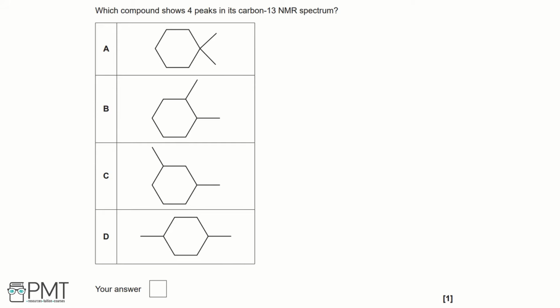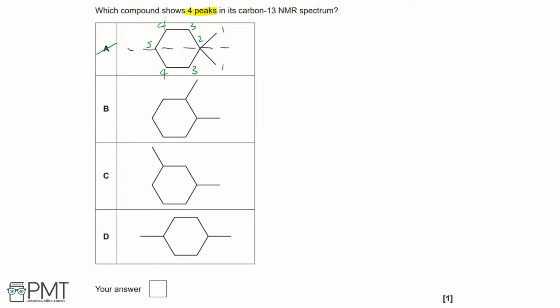If we look at compound A, our line of symmetry is here. And then we need to number the peaks in a carbon-13 NMR spectrum that we would expect. So we have 1 carbon environment here, 2, 3, 4, 5. So we've got 5 peaks in this carbon-13 NMR, and we're looking for something with 4 peaks. Therefore, we can eliminate A as a possible answer.